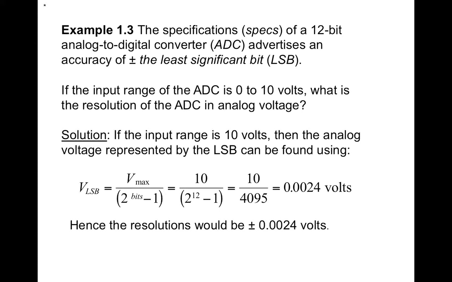Now, what do we mean by least significant bit? Really, that's just a fancy way of saying the smallest possible level that you can quantize. So out of the 10 volt measurement, you can quantize 0.0024.